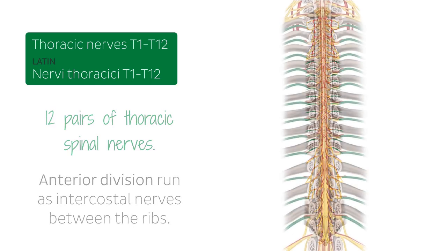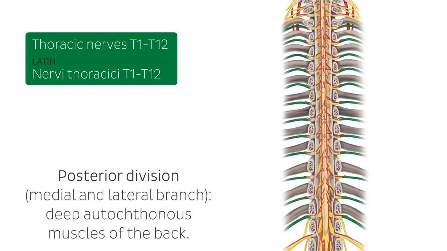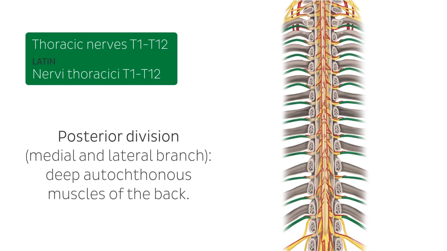Whereas each of the thoracic spinal nerves from the posterior division or branch divide into a medial and lateral branch, both of which supply motor fibers to the deep autochthonous muscles of the back.